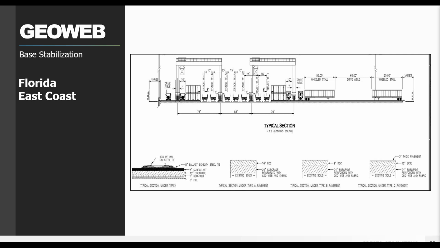Then the second main feature was the ability of the GeoWeb system to control both short and long-term differential settlement to extend the life of the pavement. Through the mattress effect, which we've talked about, the GeoWeb system behaves like that semi-rigid slab to improve that load distribution and reduces the vertical stress.